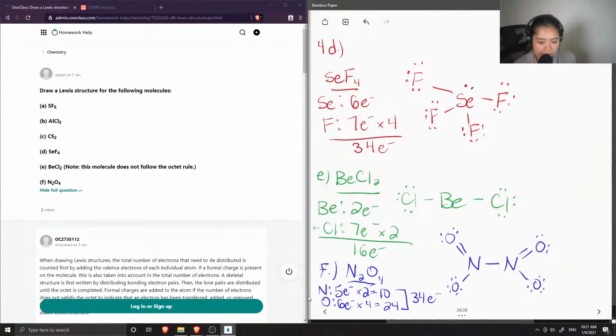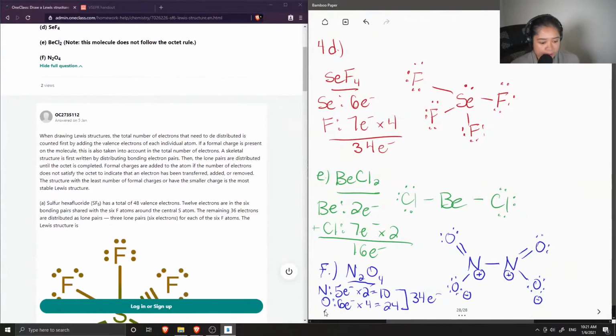So we have 34 already, and if we were to show all of the charges, the 2 nitrogens would have the positive charge, which is good since nitrogen is less electronegative than the oxygen, which should hold the 2 negative charges. So now that all the charges cancel each other out, we have a neutral molecule. So this is the following Lewis structure for dinitrogen tetroxide.